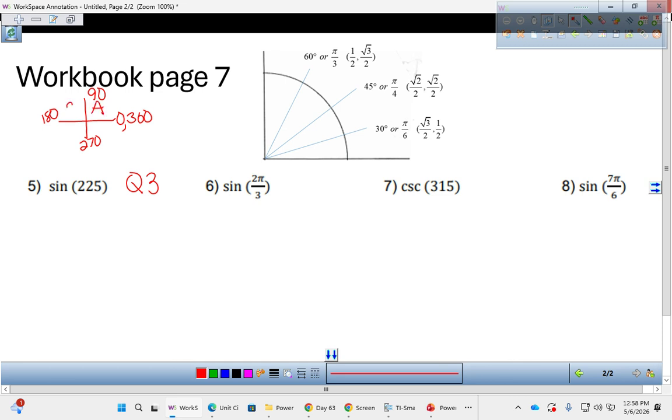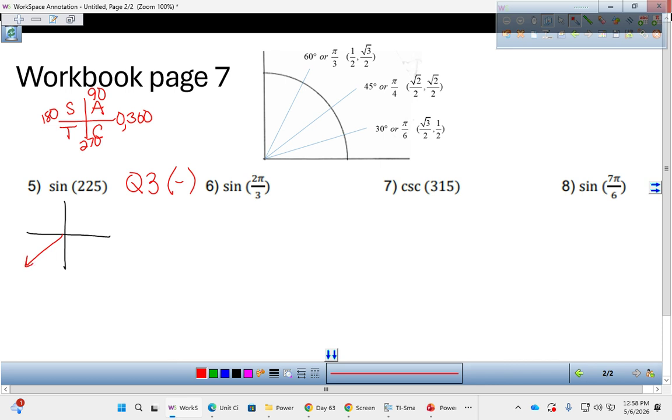All Students Take Calc. In quadrant 3, tangent is positive. So right now, I'm trying to find sine, which means my answer is going to be negative. So when I get to the very end of this problem, I'll make sure that my answer has a negative with it. The other thing I need to do is find my reference angle so I can refer to quadrant 1 of my triangle.